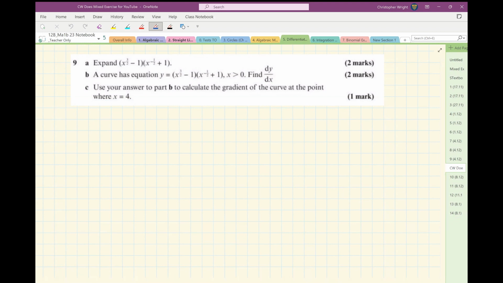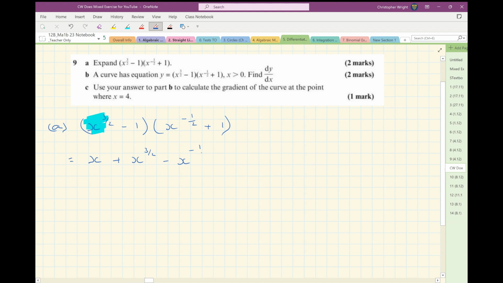Question 9. Right, for part A, I need to expand these two brackets. So I have x to the power of 3 over 2 minus x, lots of x to the power of minus a half plus 1. So I'm going to multiply the second bracket by x to the power of 3 over 2 first. So x to the power of 3 over 2 times x to the power of a half. Well, if you add those indices, you simply get x to the power of 1. x to the power of 3 over 2 multiplied by plus 1, minus 1 times x to the power of minus a half, and minus 1 times 1. Okay, that is the brackets expanded.